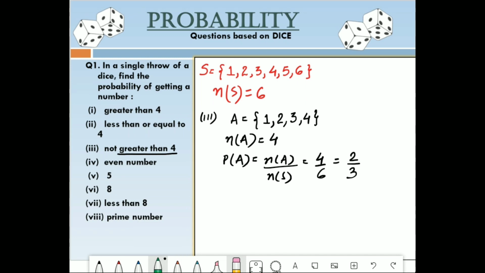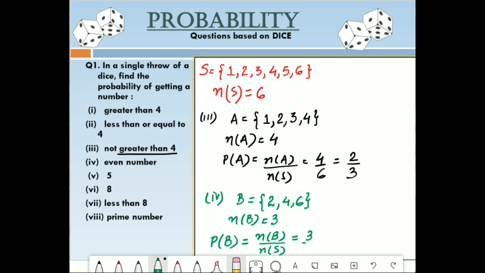Now we will solve our fourth part. The fourth part is the probability of getting an even number. Okay, in this case we have 3 even numbers, 2, 4 and 6. So the number of favorable outcomes is equal to 3. Now the probability is equal to n of B divided by n of S, and this will be 3 divided by 6, and you have to simplify this, so the final answer is 1 divided by 2.